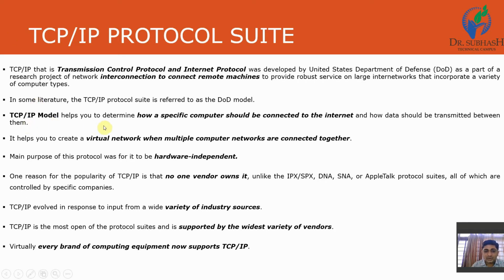The TCP/IP model helps to determine how a specific computer should be connected to the internet. What is the main role of TCP/IP? How a specific computer, a range of computers, a computer group, or a network of computers should be connected to the internet. Internet means a global range of networking. How your computer may communicate globally, that is the basic task of the TCP/IP model.